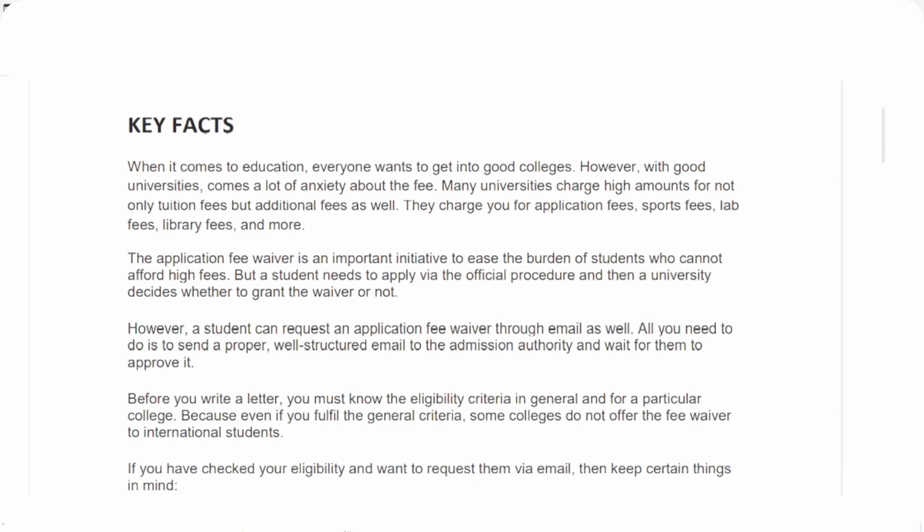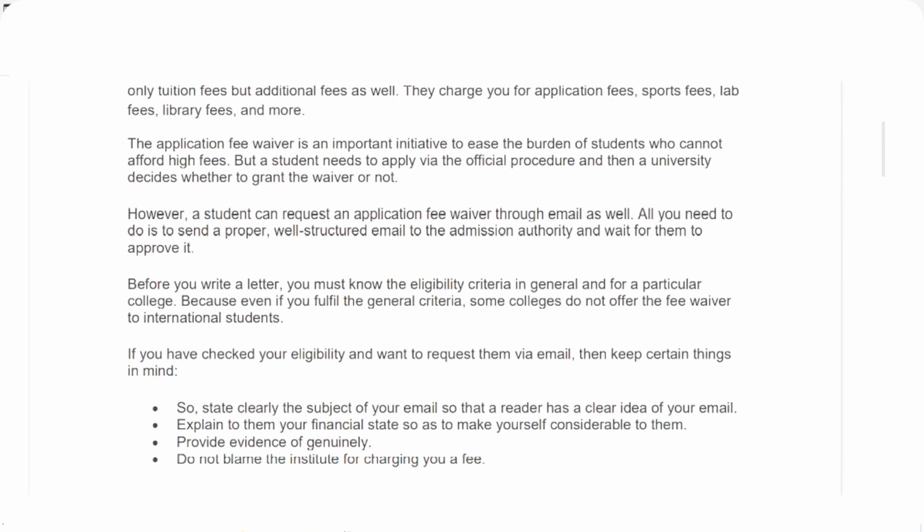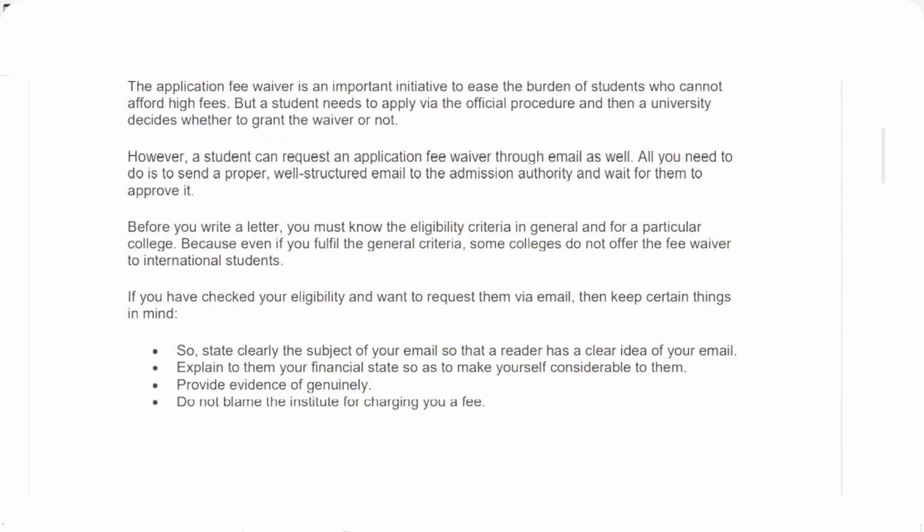So, before you write, there are some criteria you must look into generally. So, what are these criteria? One, state clearly the subject of your email to the reader, to give a clear idea of the main motive, the main idea, like a form of title to make it easier. What is the purpose? Why are you sending this particular email? You are requesting an application fee waiver. Don't make it too lengthy, just go straight to the point.